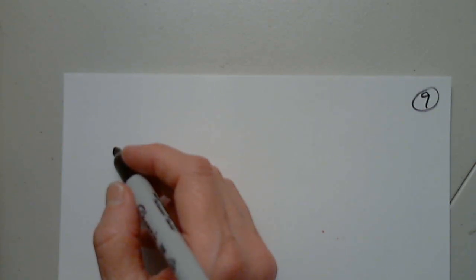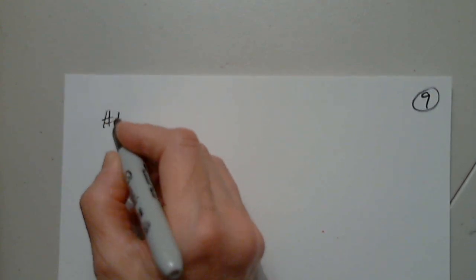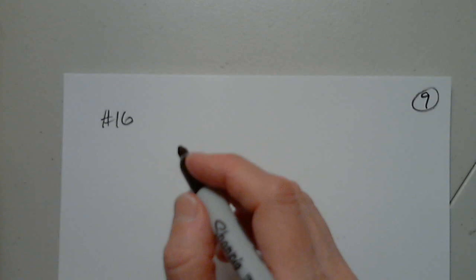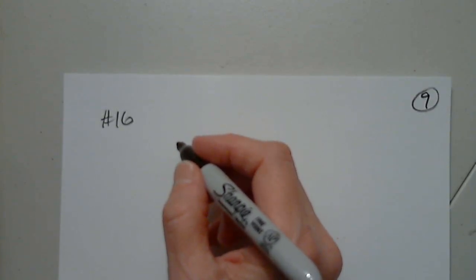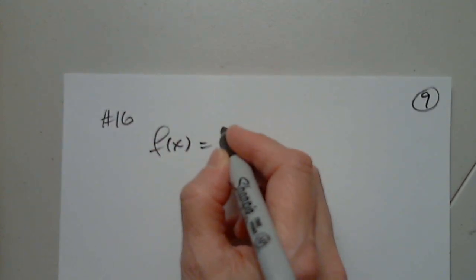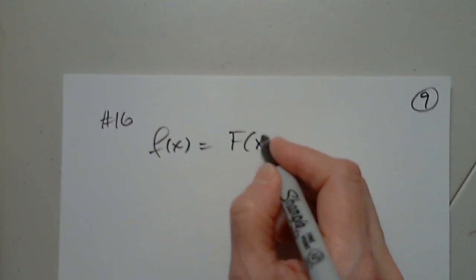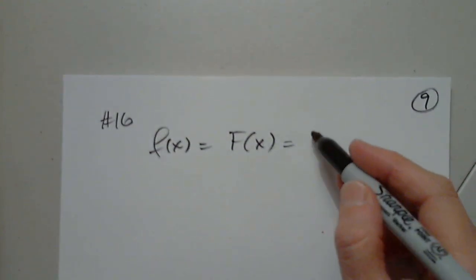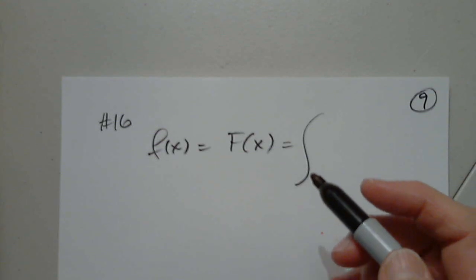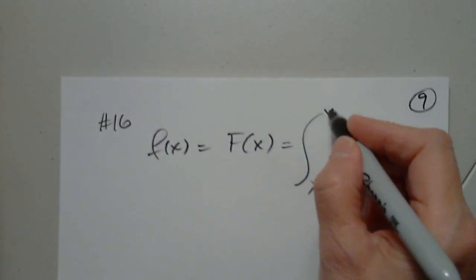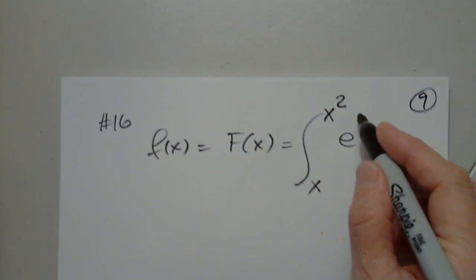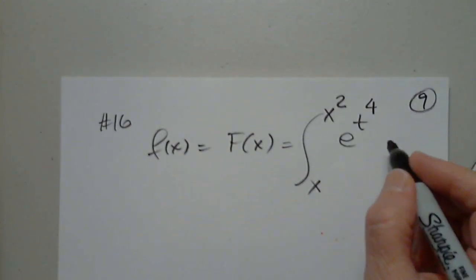Oh, what about 16? I don't know if your 16, Aaron, looks like mine. Yeah, 16. Ready? So it's f of x. Well, it's capital F of x. I don't know if that matters. It doesn't, but I have to use what you're giving. Sorry, and it says find the derivative. So it's from x to x squared, and then it's e to the power of t to the power of 4 dt.